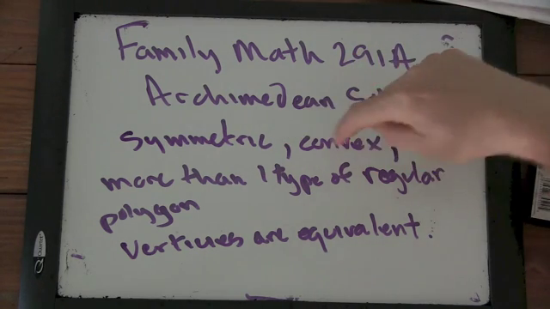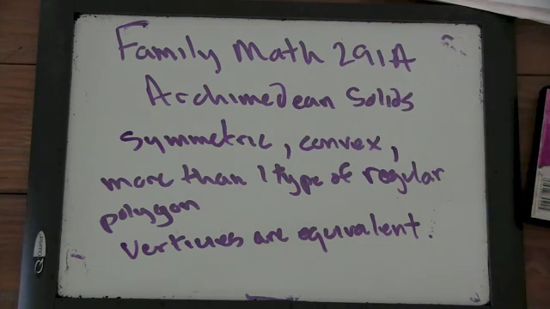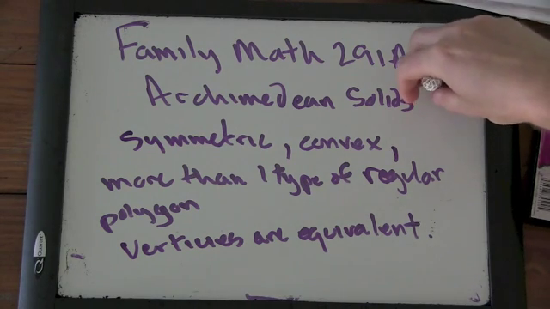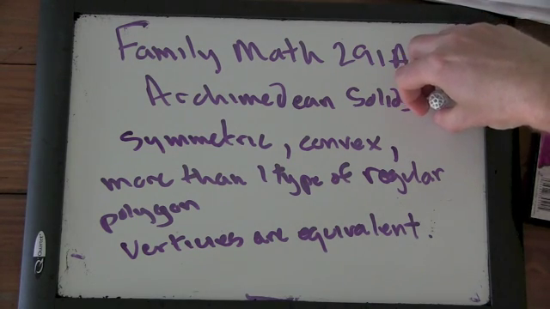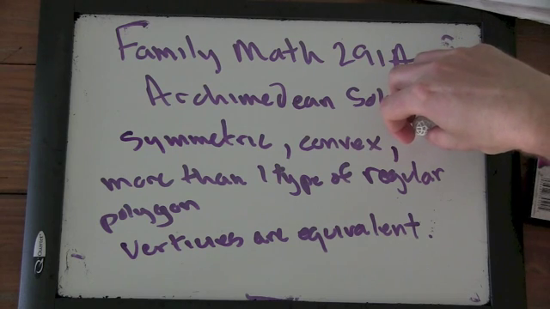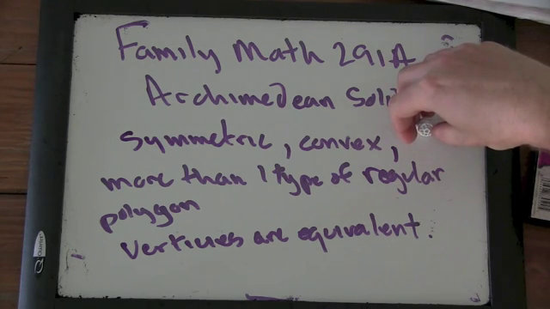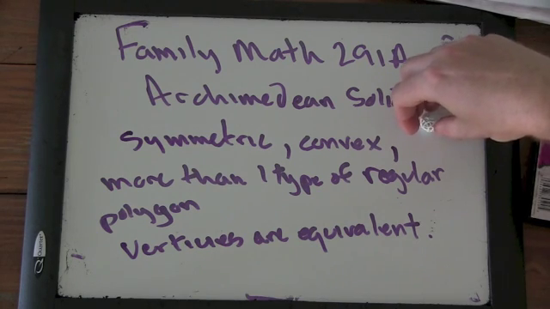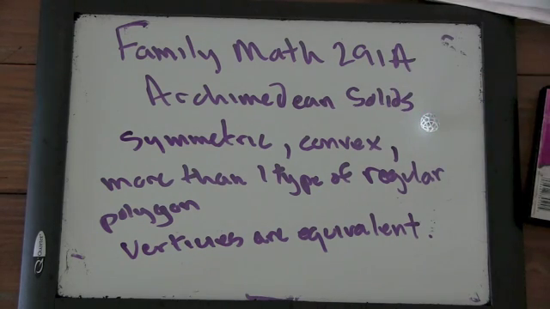Convex. So Archimedean solids are symmetric and convex. What does convex mean? It means no angles in it are bigger than 180. What do you think convex means? Well, if you take two random points in the shape, you can connect them by drawing a straight line, and that won't pass outside of the shape. Wow, that's actually a very good definition of convex.